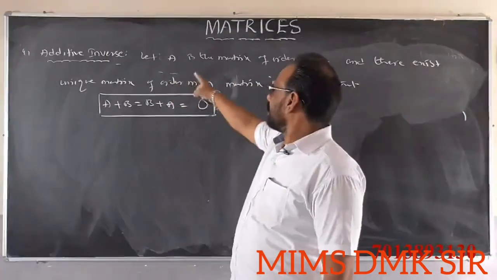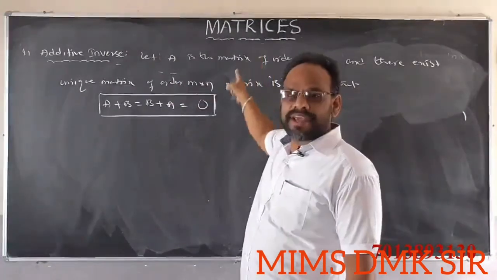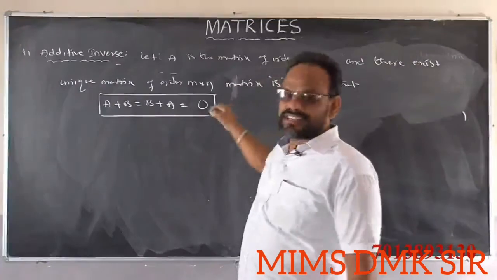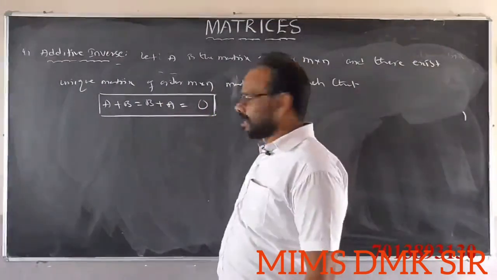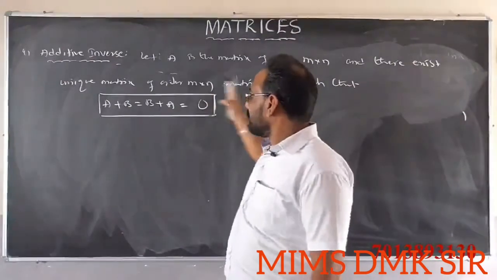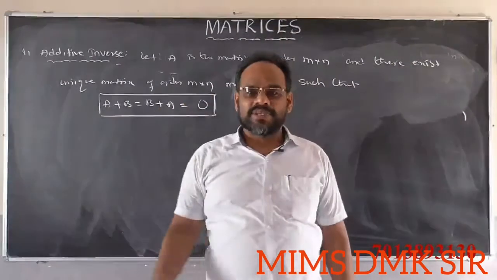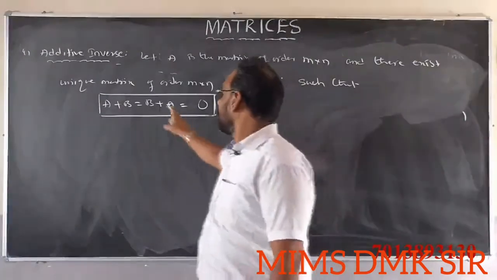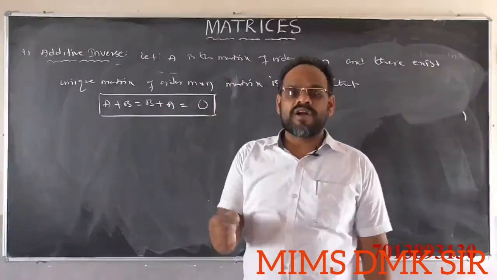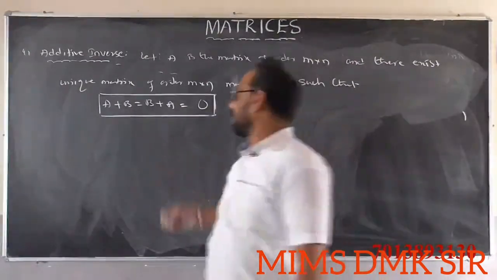Observe here, let A be any matrix of order m by n. There exists a unique matrix of order m by n, that is matrix B, such that it satisfies A plus B is equal to B plus A is equal to 0. Then here B is called what? B is called the additive inverse of the matrix.